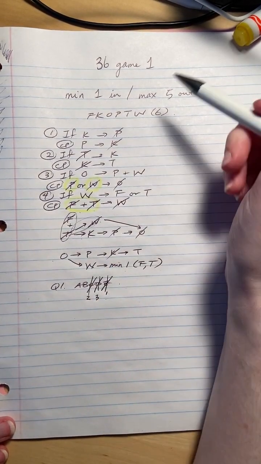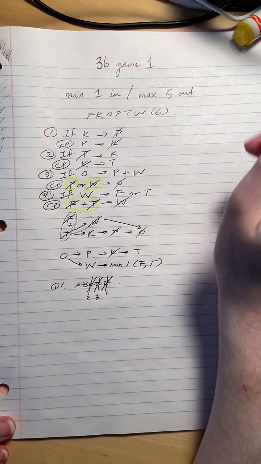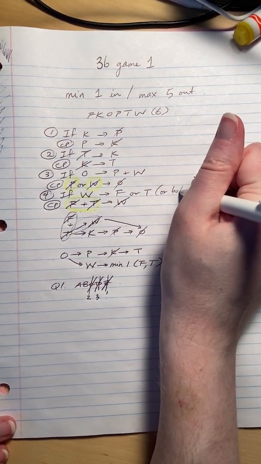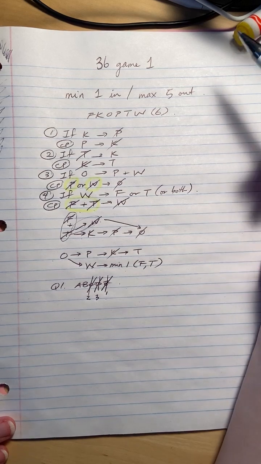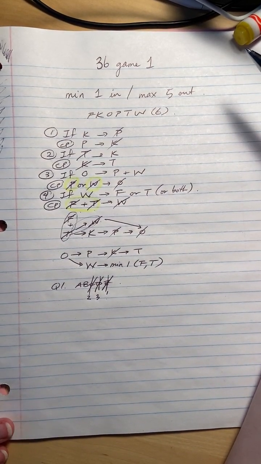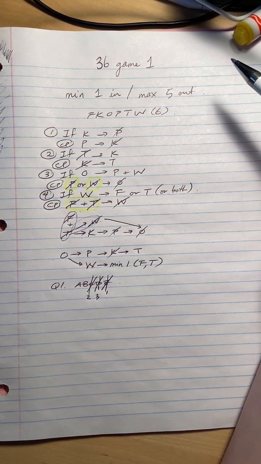Breaks rule 3. If we see W, we see F or T, or we could have both. I can just add that in for good measure. If that helps, let me know if that's helpful or confusing. And then what do we have left? We have A and B left.